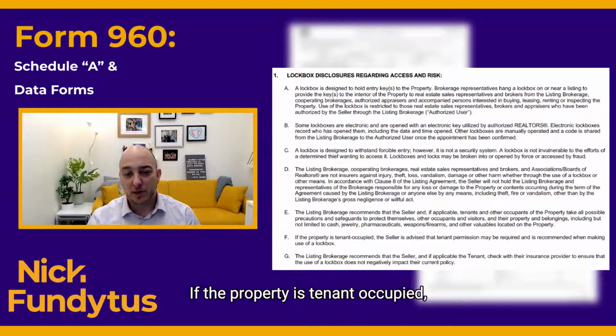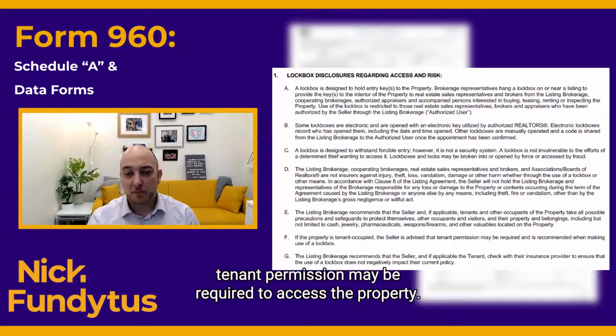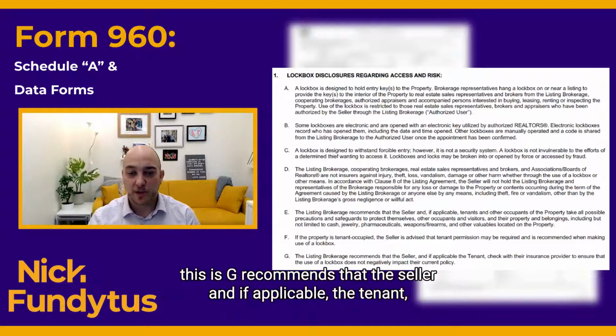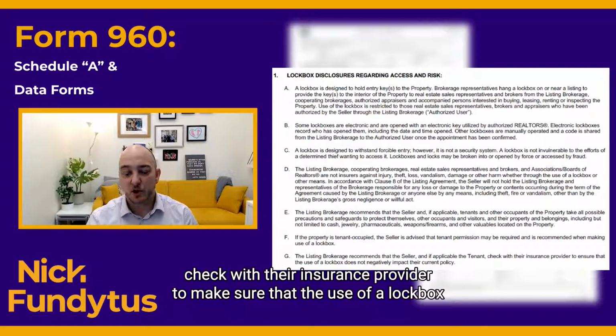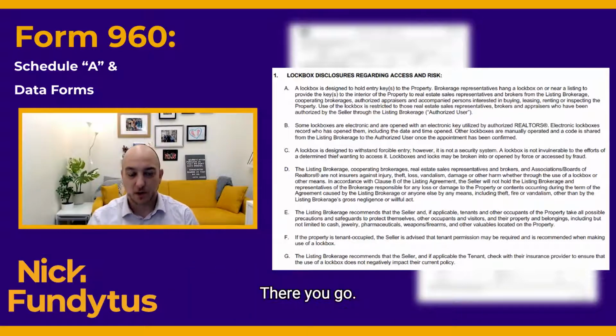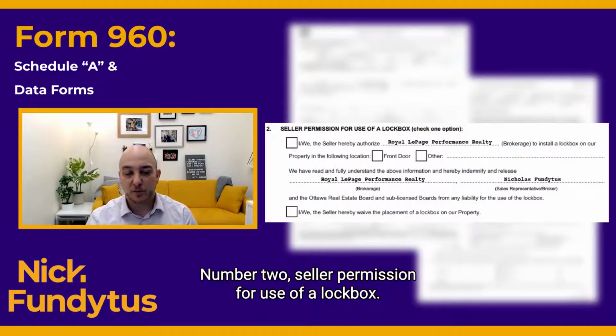F, if a property is tenant occupied, permission may be required to access the property. And then G, the listing brokerage recommends that the seller and, if applicable, the tenant check with their insurance provider to make sure that the use of a lockbox does not negatively impact their current policy. There you go.